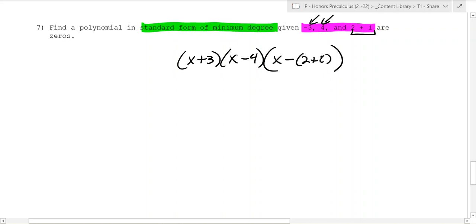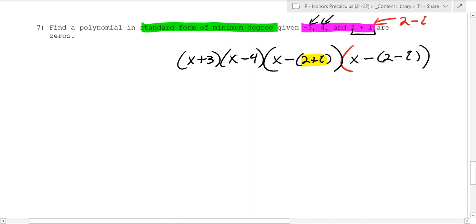So what you then can do is think to yourself, if this makes it 0 right there, the 2 plus i, one thing to add in is that 2 minus i must also be a 0. They're always paired up. If 2 plus i is there, 2 minus i must be there. So another factor is x minus 2 minus i.